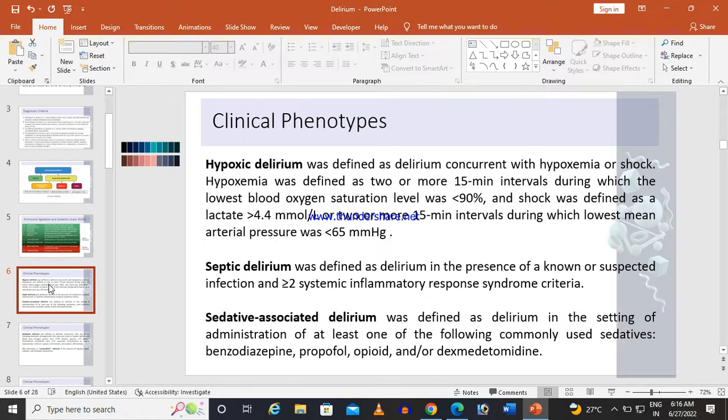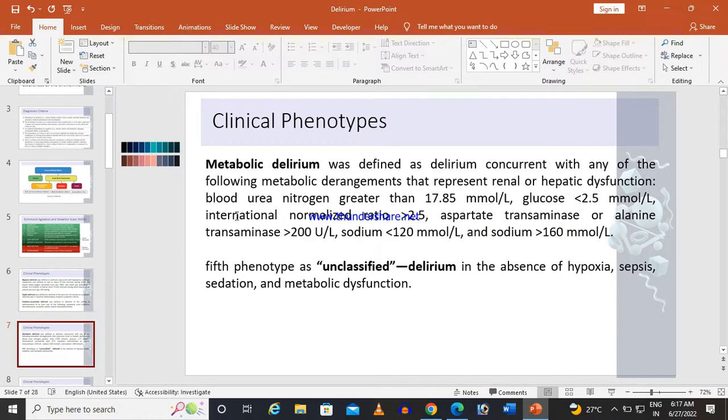So what are the clinical phenotypes? There is a hypoxic delirium. Hypoxia means lack of oxygen in the body, which in turn starts to damage the brain cells. There is a septic delirium due to infection. There is a sedative associated delirium, which is caused by the use of sedatives. If there is a metabolic disorder, it may cause delirium.